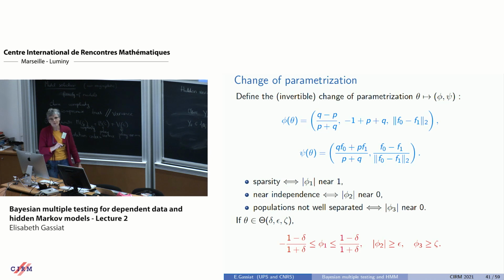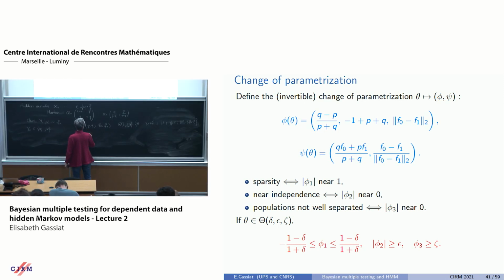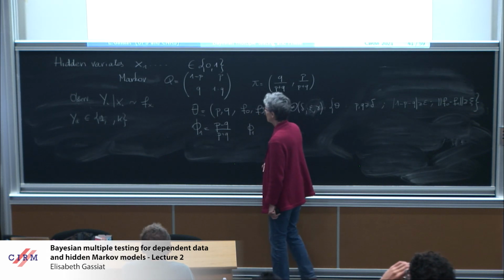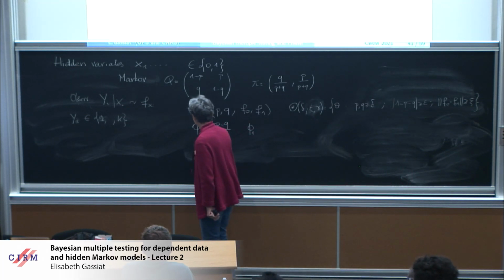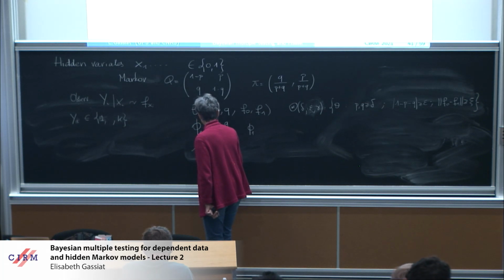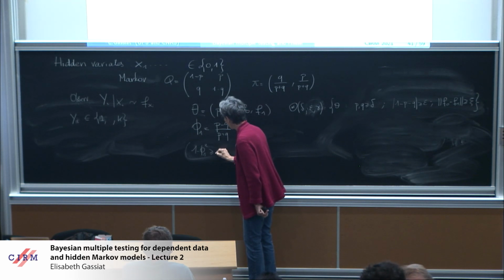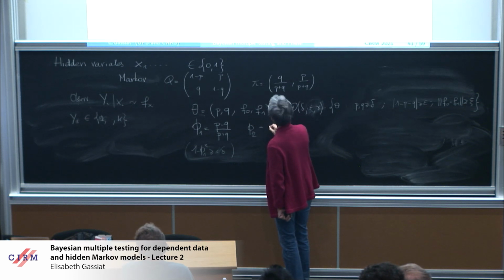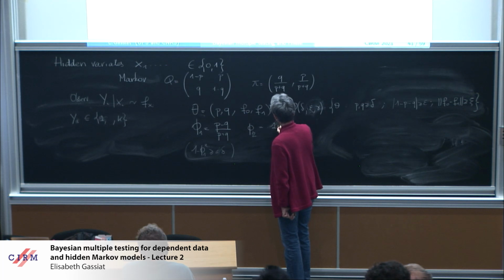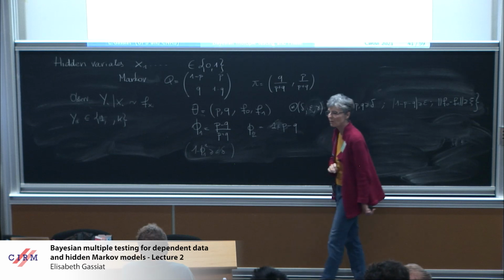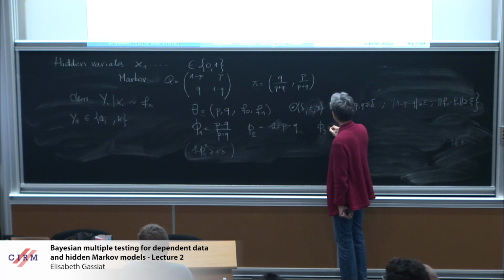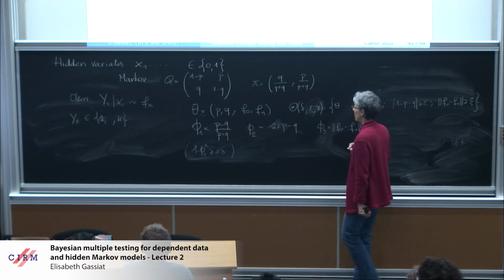So we'll change parameters, and I write down the parameters. Each one will be related to the boundary. So for phi 1, just being near 1 or not, something like delta. Phi 1 tells you about sparsity. Phi 2 tells you about being near independence, about the determinant of Q. I think we changed the sign and I didn't change the slide, but it's not a big problem. And phi 3 tells you about the separation of populations. And these are parametric things.